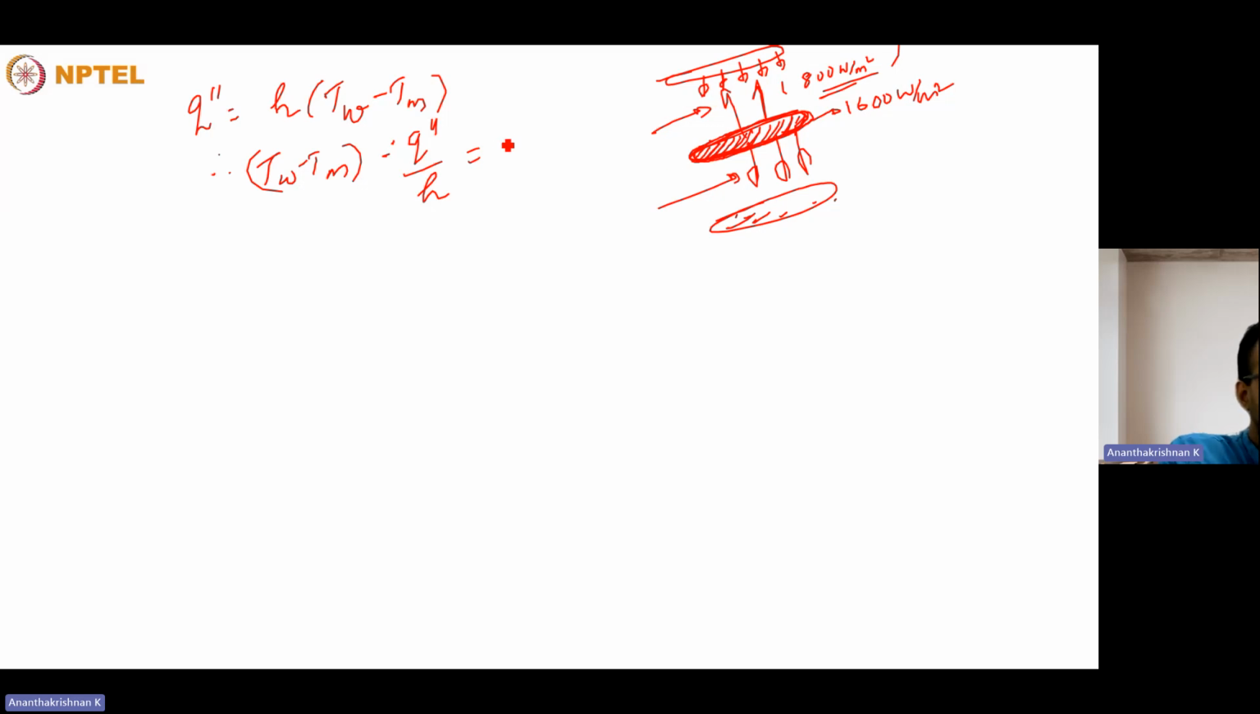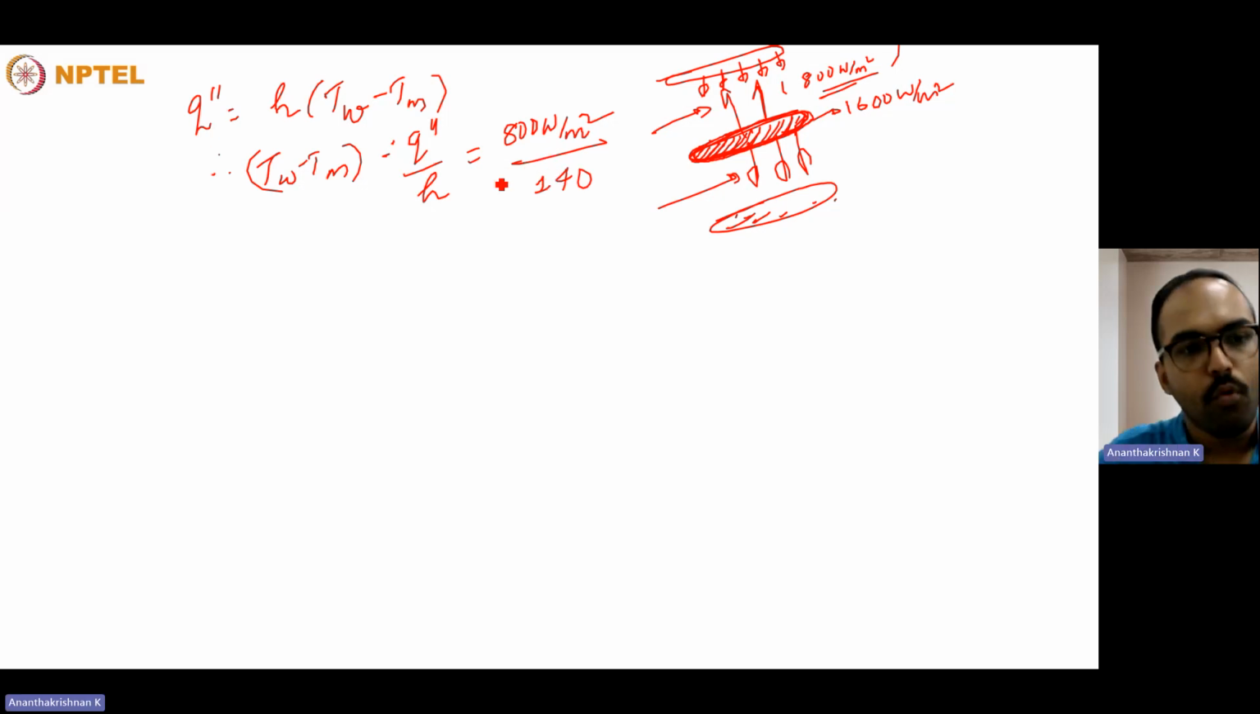So what you could say is that per blade it is 800 watt per meter squared, divided by h. h is 140. Both the sides of the blade are active. That's why the total heat transfer is 1600 per cross-sectional area of the blade.